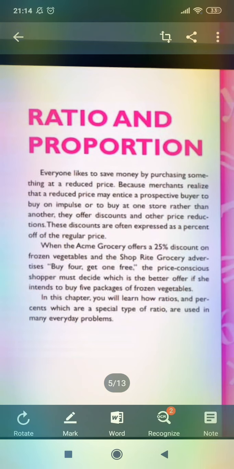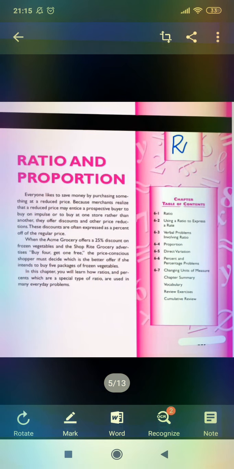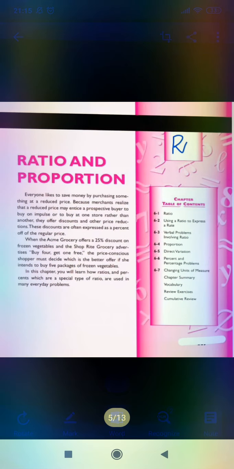Everyone likes to save money by purchasing something at a reduced price, because merchants realize that a reduced price may entice a prospective buyer to buy on impulse or to buy at one store rather than another. They offer discounts and other price reductions. Generally, we observe in markets also that they give some discounts on the market price.